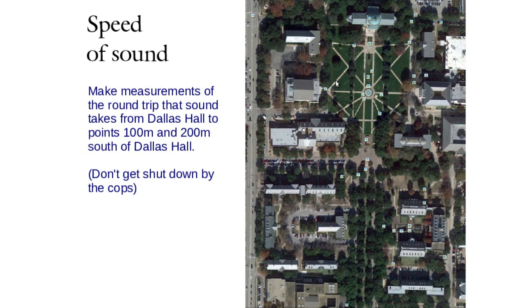And you can do that measurement and then do it 200 meters away to take out human reaction time as an uncertainty of about 0.2 seconds. And you can get a very precise, maybe 5% or so uncertainty measurement of the speed of sound over just 100 meter and 200 meter distance.